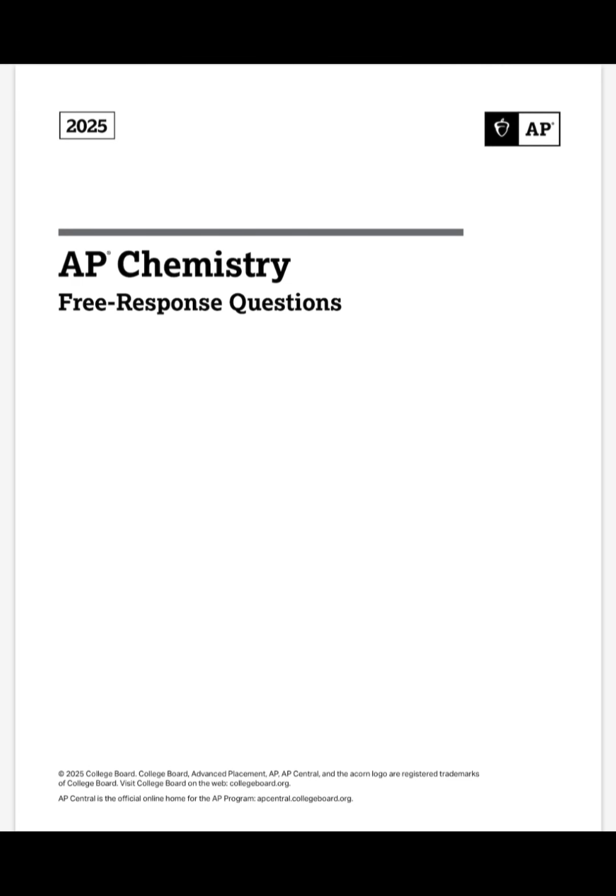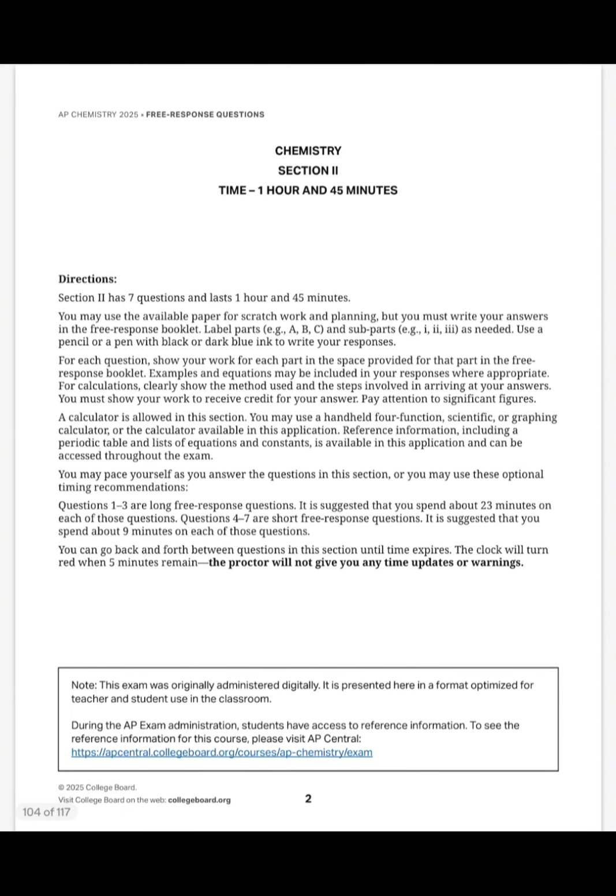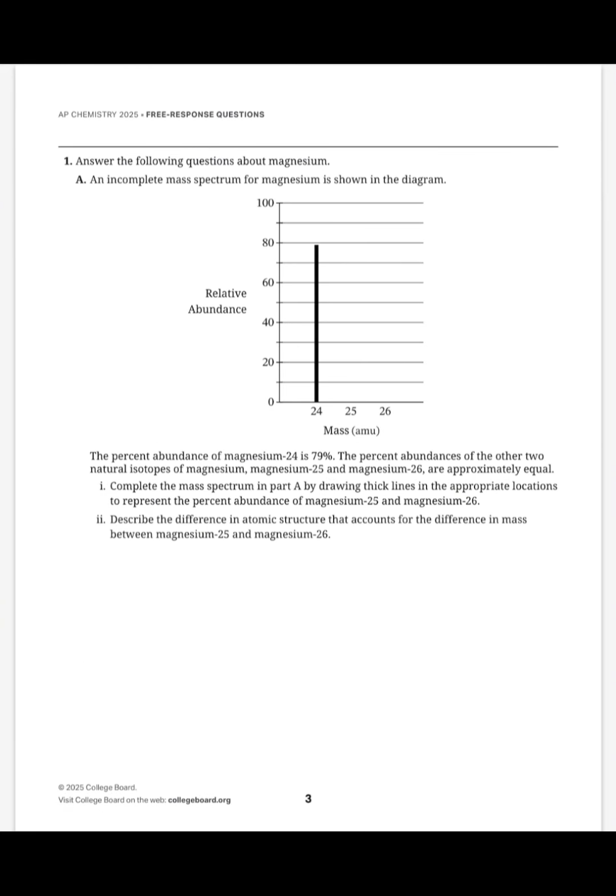All right, let's take a look at this FRQ from the AP Chemistry 2025 exam. For this first problem, it's giving us a mass spec graph showing the relative abundance of each of the three isotopes for magnesium. They tell us that magnesium-24 has a percent abundance of 79%, and part I asks for the relative abundance of the 25 and 26 isotope. They tell us that they're approximately equal in abundance.